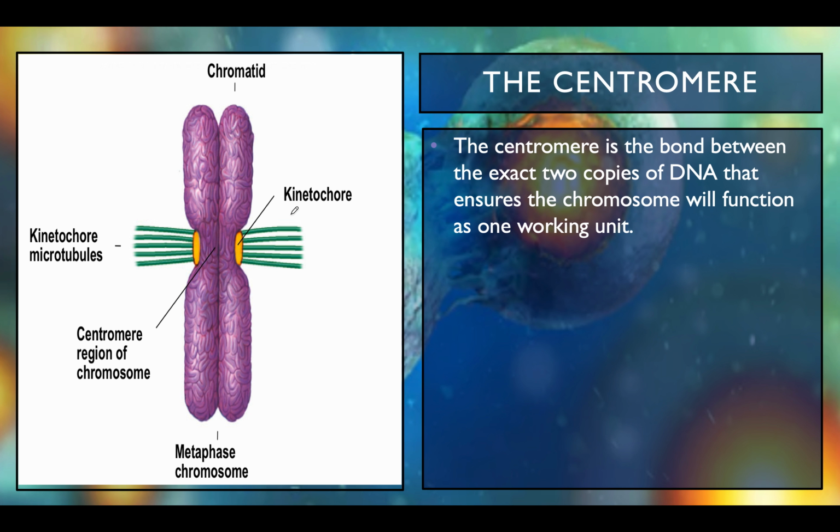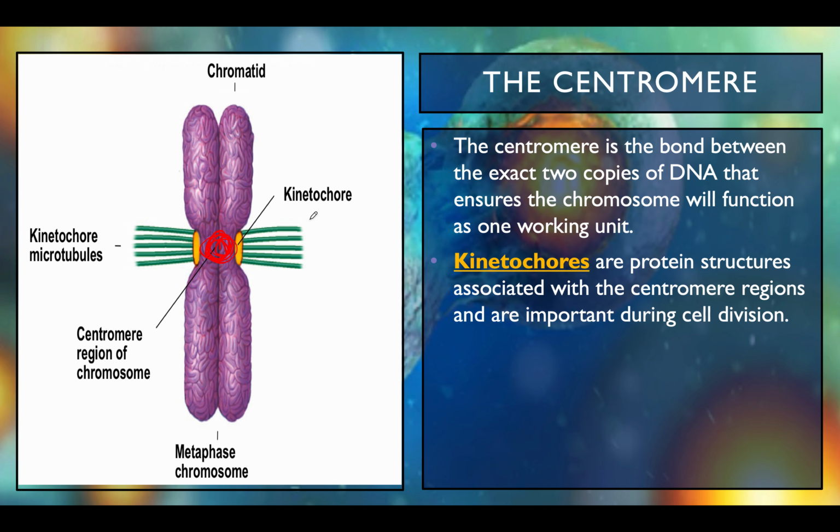As I was saying, the centromere is the bond between the exact two copies of DNA that ensures that chromosomes will function as one working unit. This is the centromere region right here. And that's all it is. It is a region. It is not a structure. There is nothing there. Well, actually, there is something there. There is the kinetochore. That is what physically holds both chromatids together. But the centromere is not a structure. It is the region where both of these are attached.